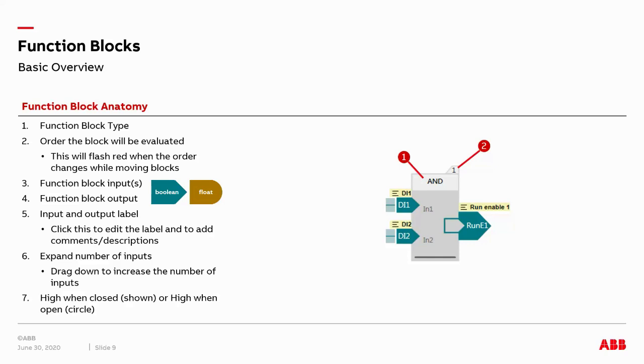Next thing you'll see is a little flag up in the top right-hand corner. This is the order the block will be evaluated. What's tricky here is you can't tweak that number. You just have to move the blocks around. And every time you move a block around, you'll see red flashing all over the screen because all of the blocks are updating how they get evaluated.